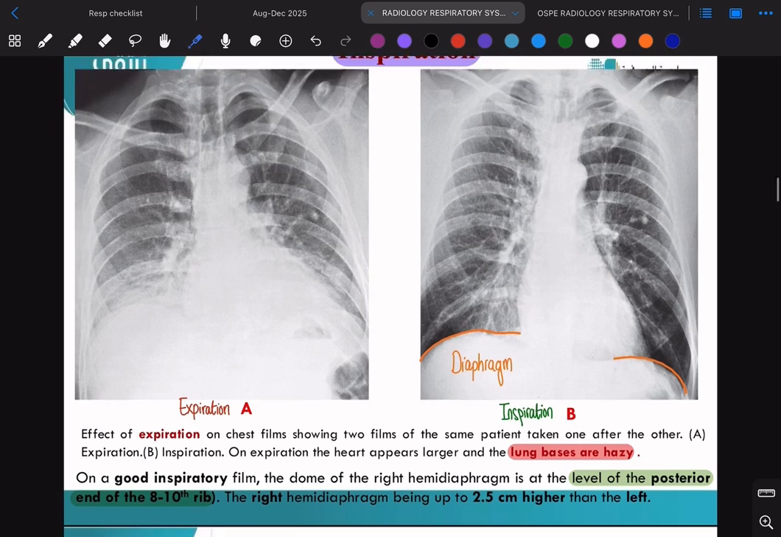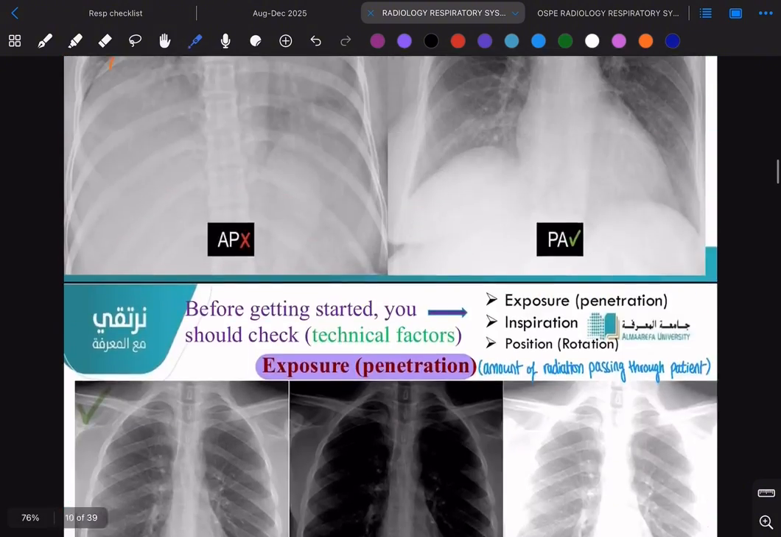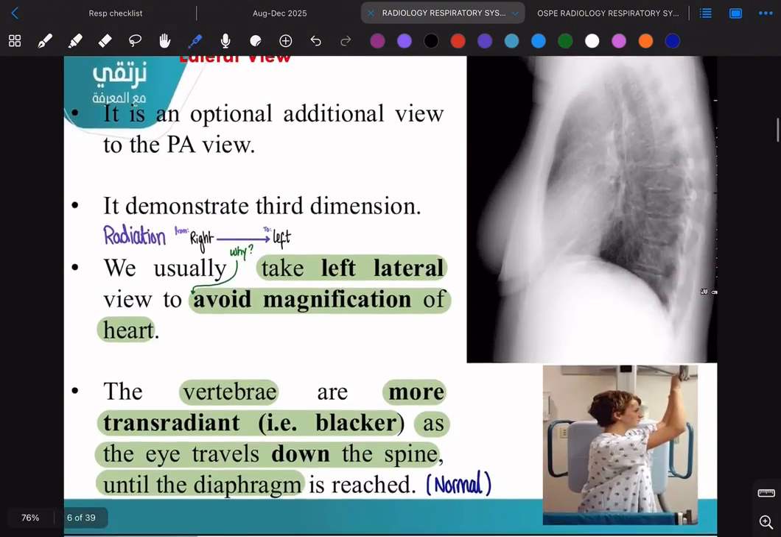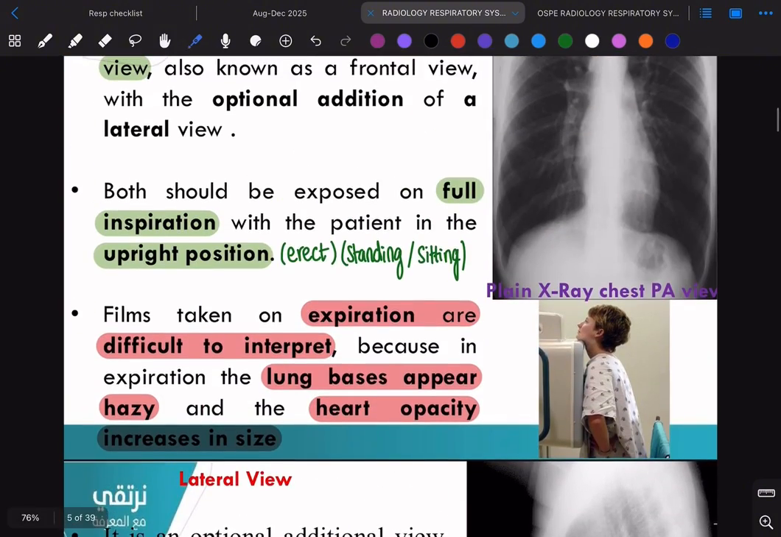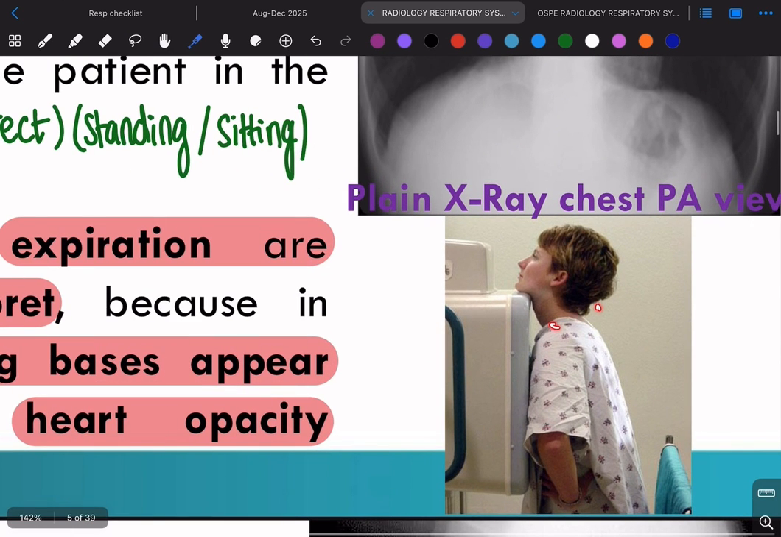The last thing is the position or the rotation. What do we mean by this? When the patient is asked to stand in an upright position, the two shoulders have to be against the device and they have to be straight. The patient may lean to a certain side. The patient shouldn't be slanted to one side. The patient should be in a straight upright position.